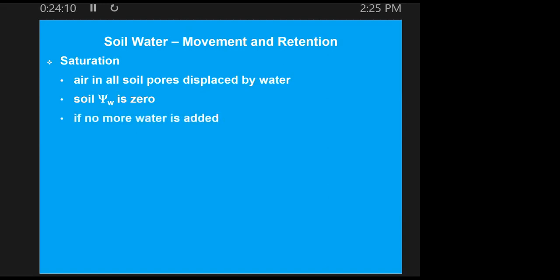Then if you think, okay, the rain went away, you have gravity acting on that water continually.